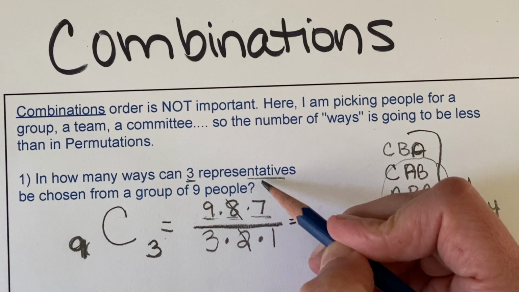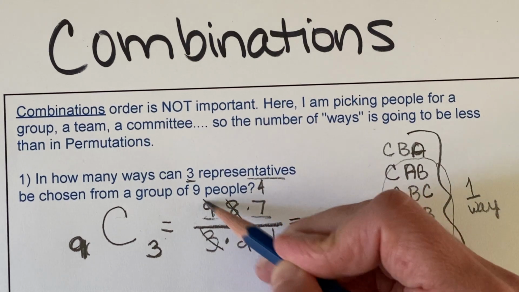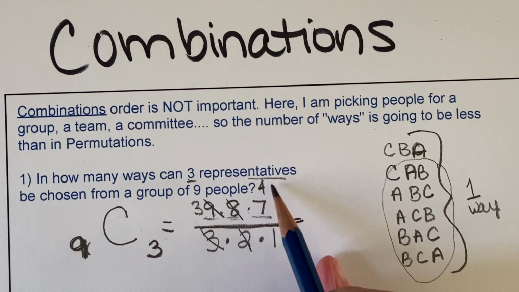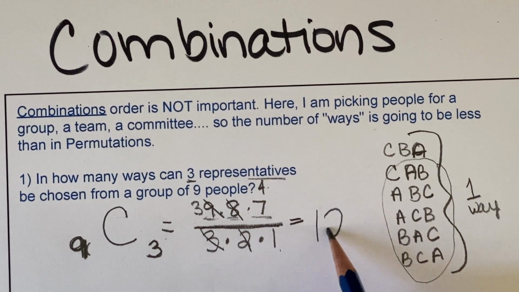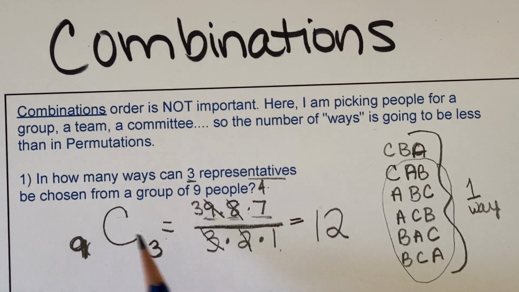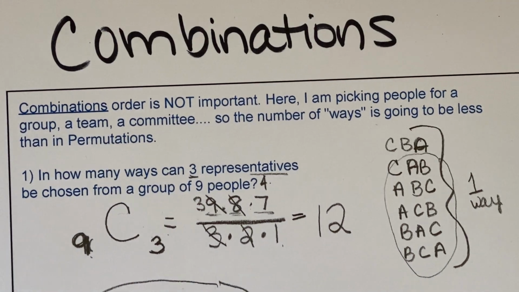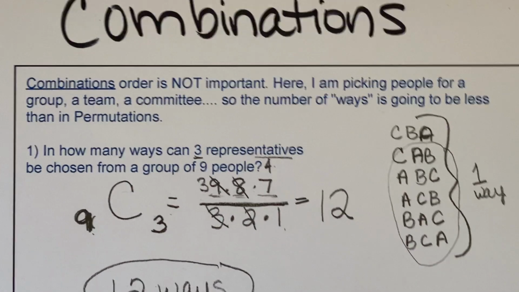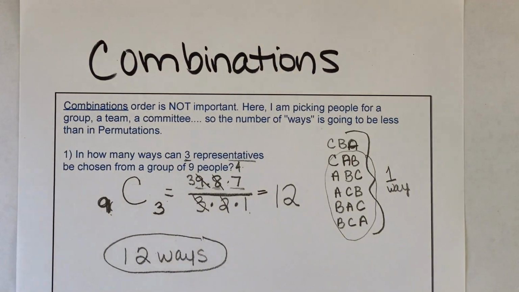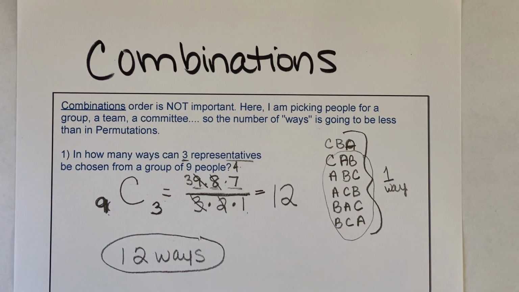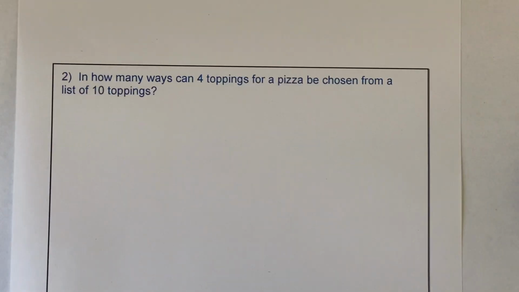Now I can do my shortcut. 2 goes into 8 4 times. 3 goes into 9 3 times. 3 times 4 is 12, and my denominator is 1. So there are 12 different groups of people. There are 12 different ways that, out of 9 people, I could get different groups of 3. I subtracted out my repeats. Sorry, I thought you could see that. That's my final answer. So that's what we're going to be practicing for this lesson.